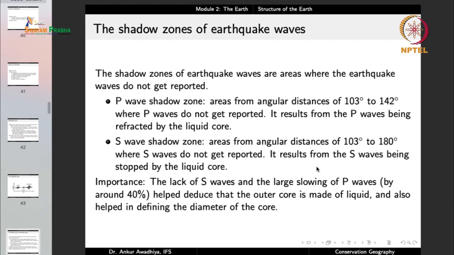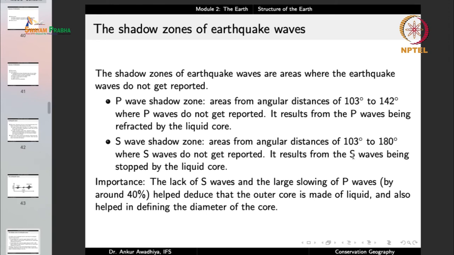And because these waves have different properties, they create shadow zones. So shadow zones of earthquake waves are the areas where the earthquake waves do not get reported. And we saw that there is a P wave shadow zone, which lies in the area from angular distances of 103 degrees to 142 degrees, where P waves are not reported. Now, this results from the P waves getting refracted by the liquid core. Now, P waves can move through the liquid core, but they will suffer refraction, just as we find the refraction of light.